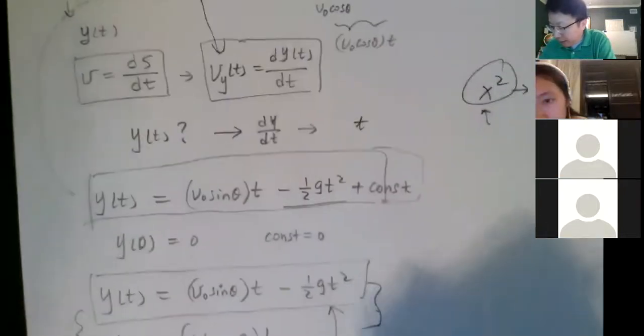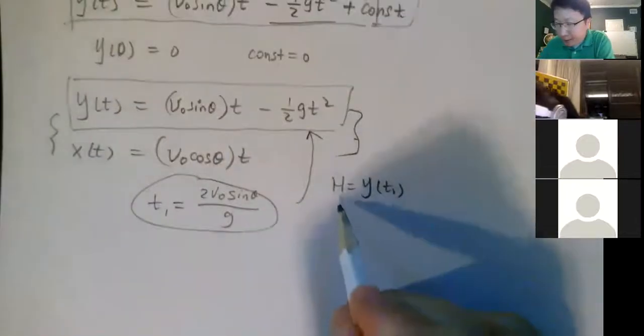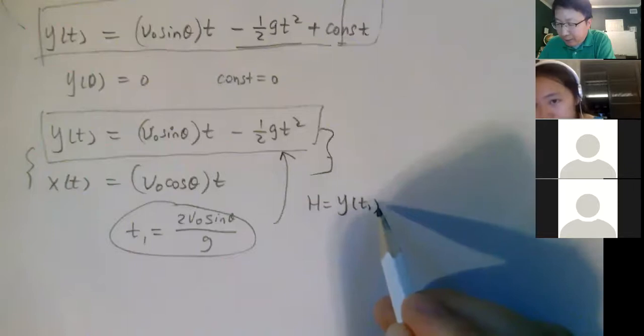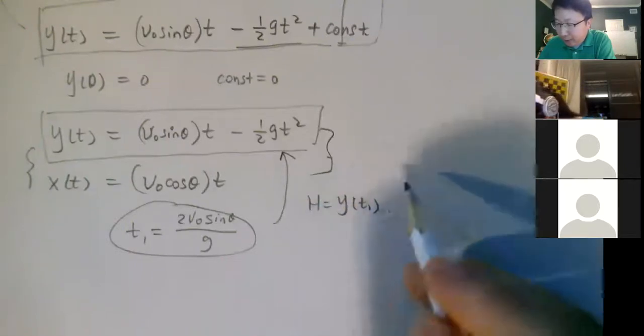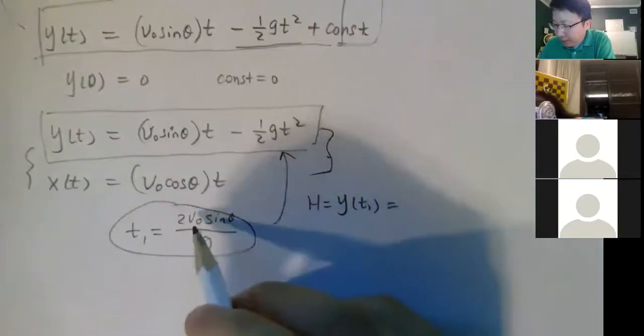This is the total height, right? That's the height. So the height equals where the ball hits the peak. The height is where the ball is at time t1, hitting the highest point of the curve. So that gives you h. You put it back, meaning you put it back quickly.